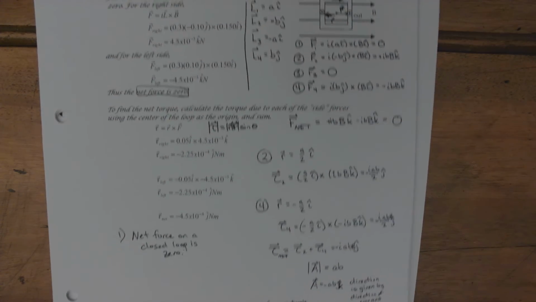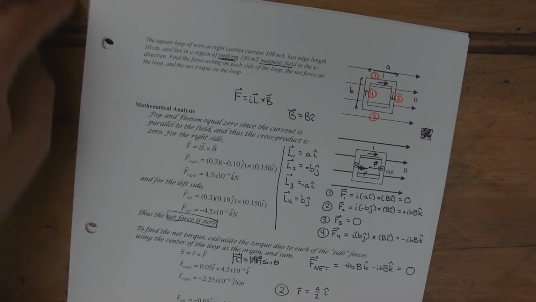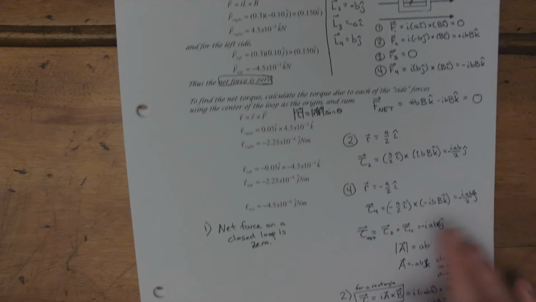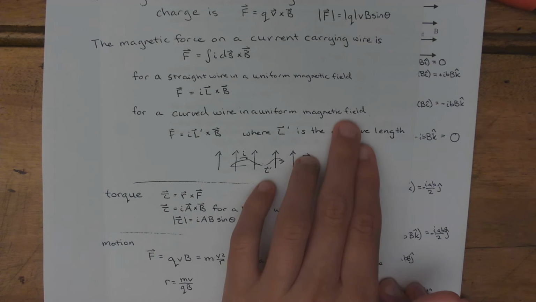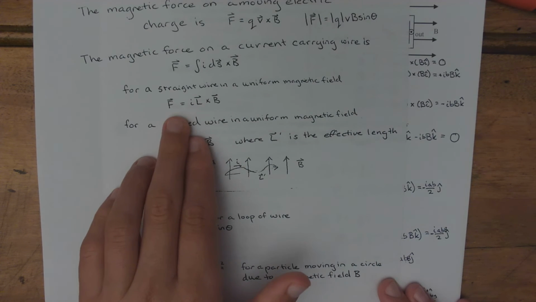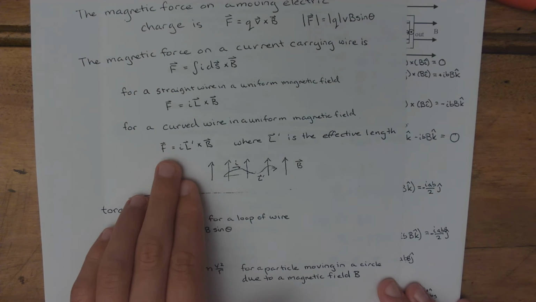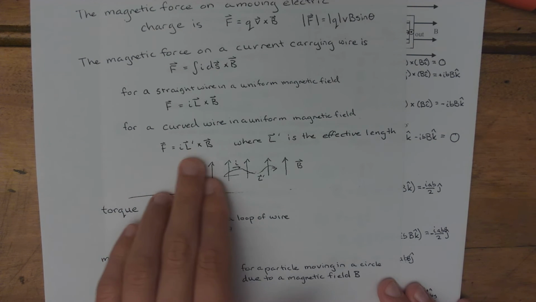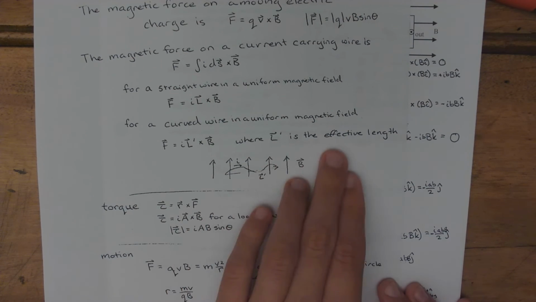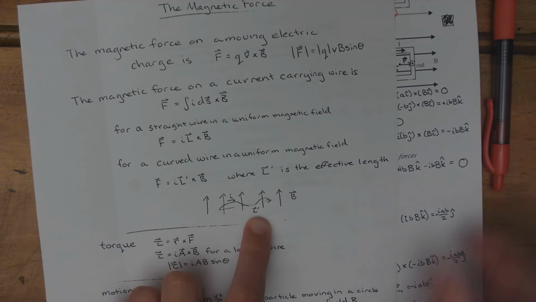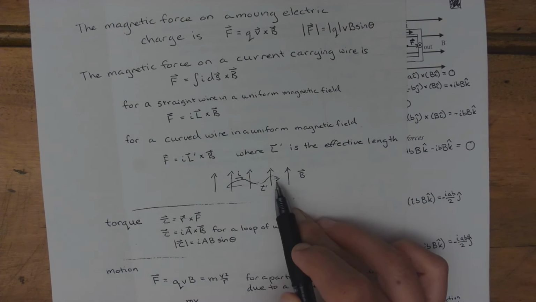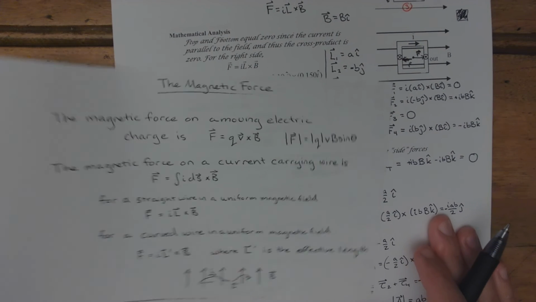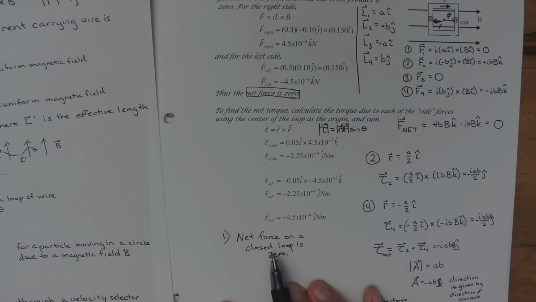There's one last thing I want to show you here, and that is actually also on the handout, so let's look at this. For a curved wire in a uniform magnetic field, instead of using IL crossed with B, you can use IL prime crossed with B, where the vector L prime is the effective length. So you have a curved wire here, and the effective length vector starts from one end of the wire and goes to the other end of the wire. And you can use this to show why the net force on a closed loop is equal to 0.